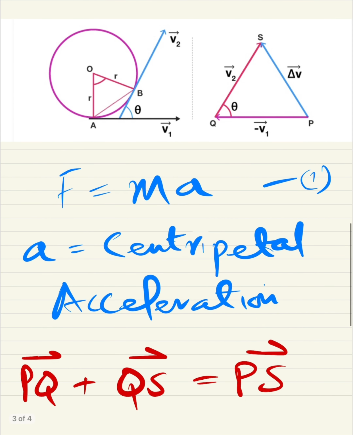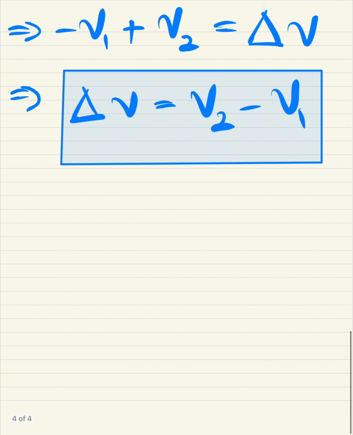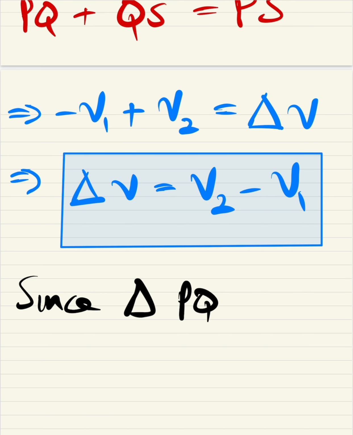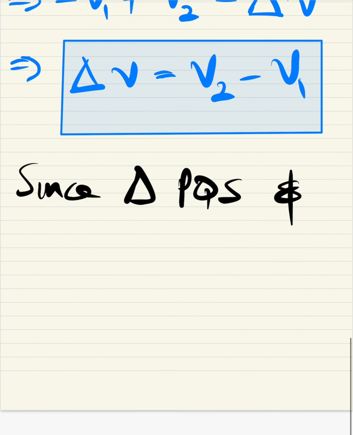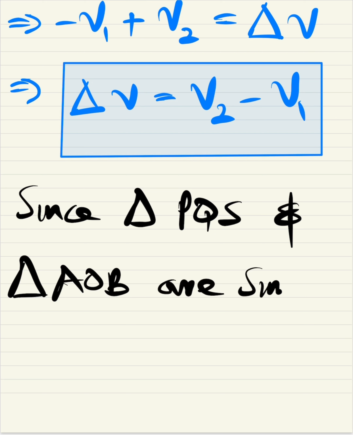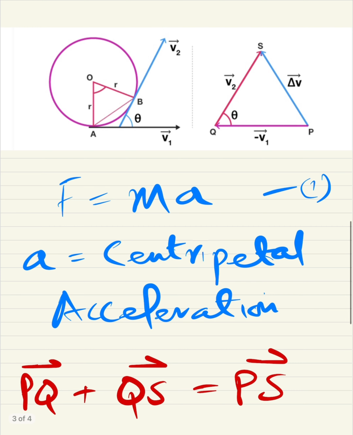What is the similarity? These two triangles here are the same. You can take them as the same. You can call the one on the right hand side and the one on the left hand side similar. So you can say that since triangle PQX and triangle AOB are similar, right? If you look at it very well, you see they are similar.